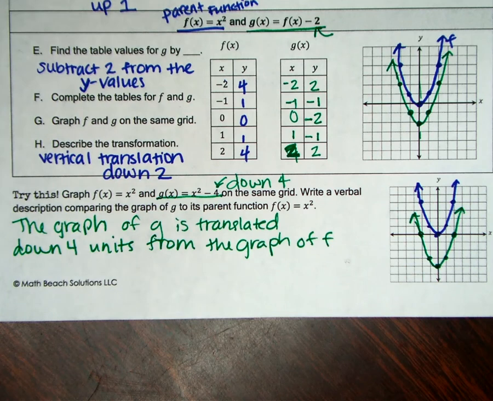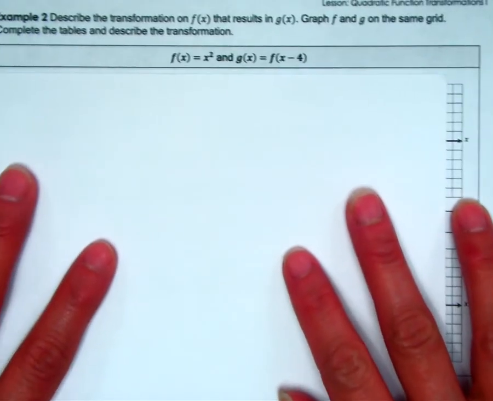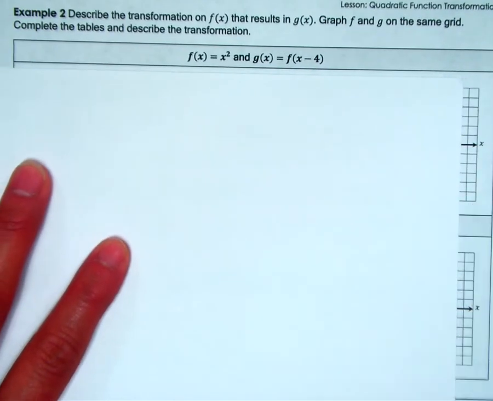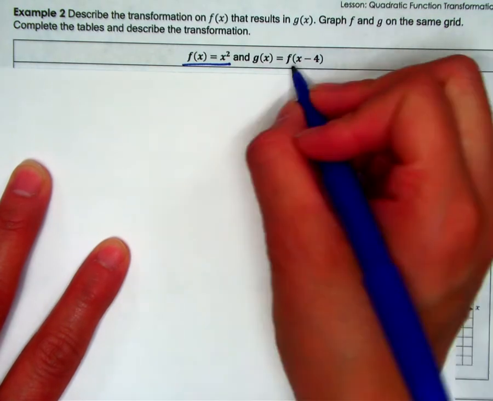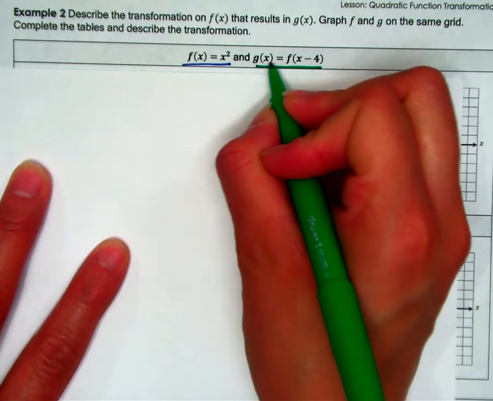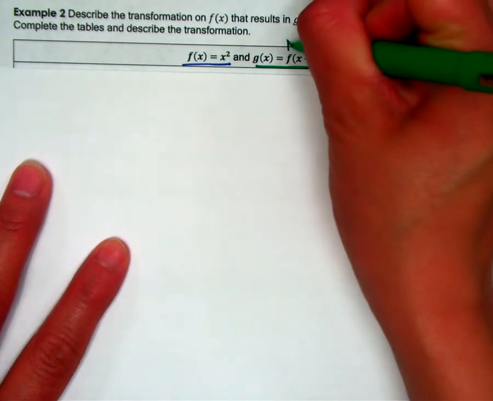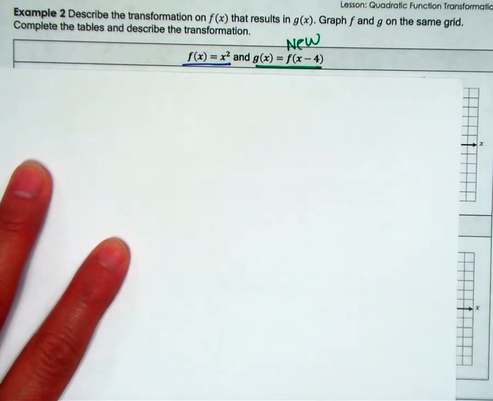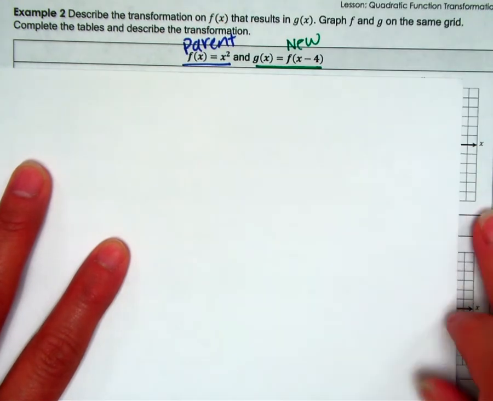Now we're going to look at horizontal translations, translations where you're moving left and right. So here we're going to describe the transformation from f of x, which equals x squared, which is a parent function, and g of x equals f of x minus 4. This is a new function. So this is a new one, the transformed, and this is a parent function.